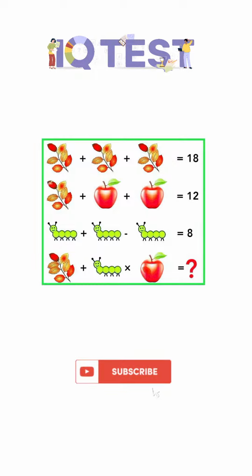So 17 is not the answer. Look at the arrangement of the last question. It is flower plus caterpillar multiplied by apple. So we need to do the multiplication first. Yes, so the final answer is 30, correct. The final answer is 30. You are right. Very good.